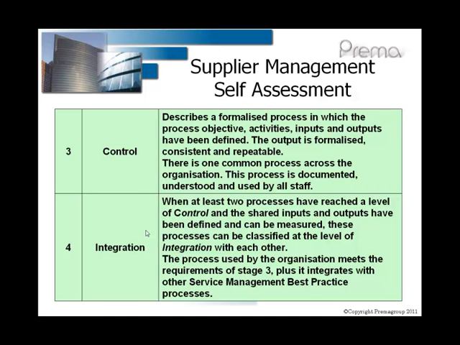At control level, this describes a formalized process in which the process objective, activities, inputs and outputs have been defined. The output is formalized, consistent and repeatable. There is one common process across the organization. This process is documented, understood and used by all staff.